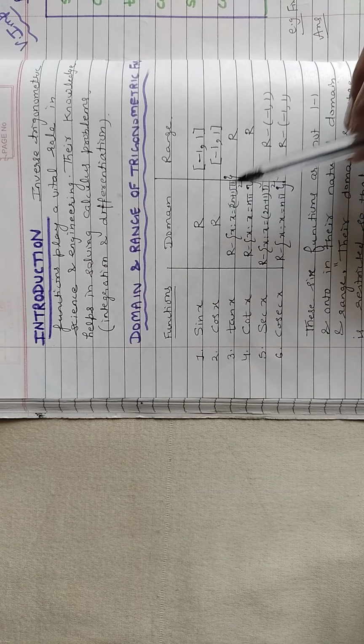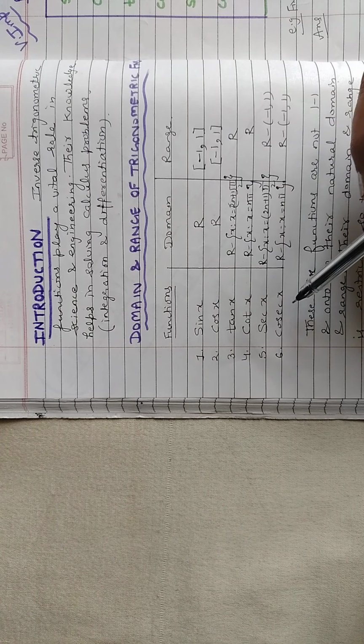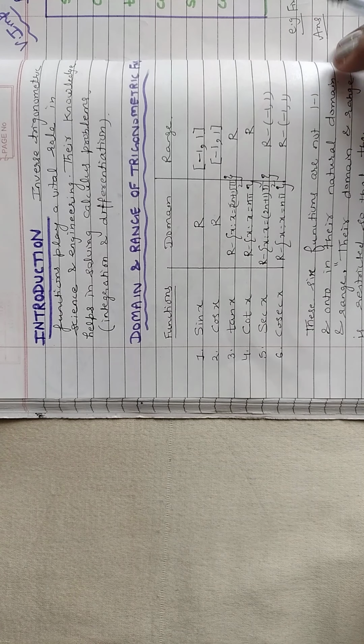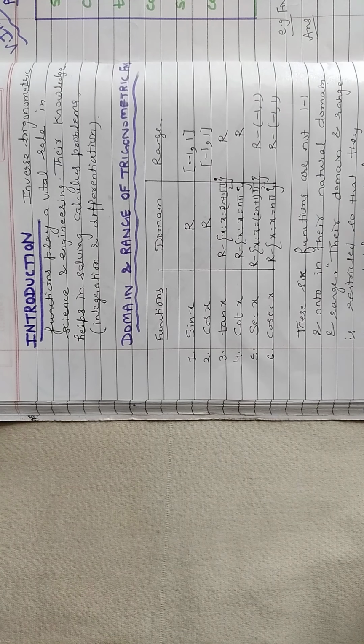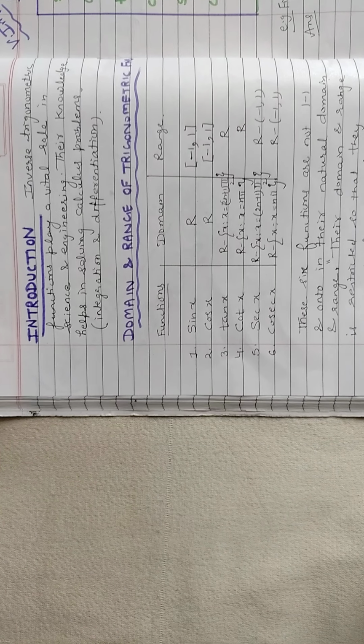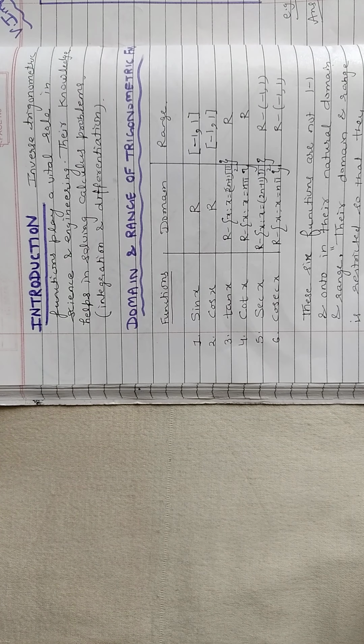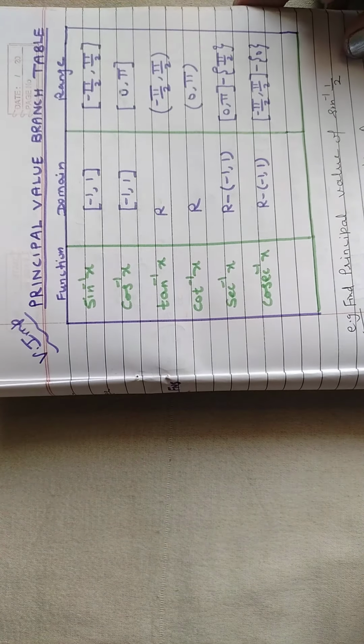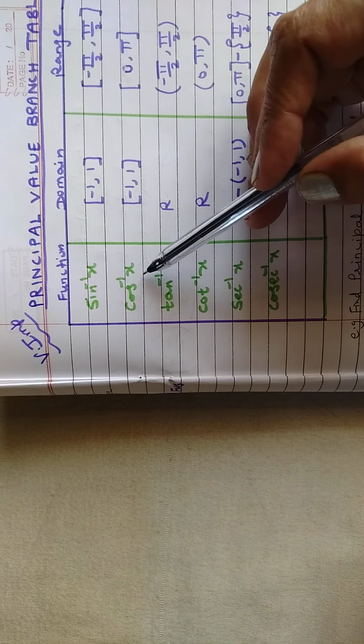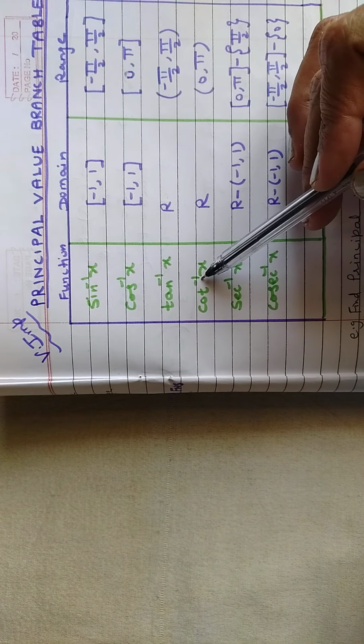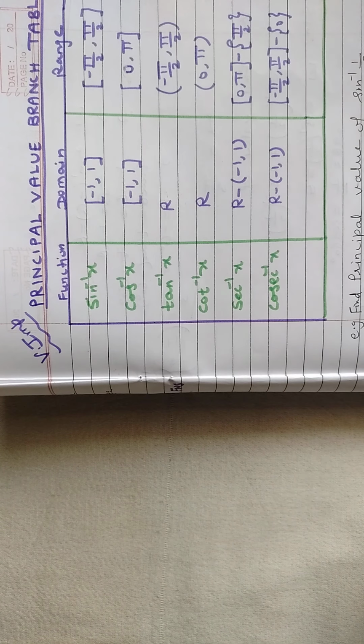See, if we take the domain and range for these 6 functions, they are not 1-1 and onto. It means they are not bijective. It means they don't possess any inverse. But if we restrict their domain, then these 6 trigonometric functions possess the inverse, and their inverses are given by sine inverse, cos inverse, tan inverse, cot inverse, secant inverse and cosecant inverse.